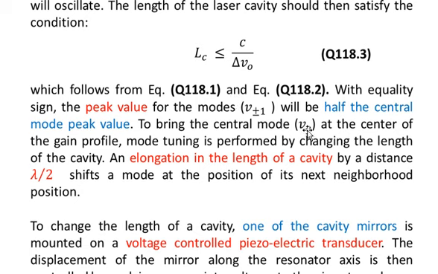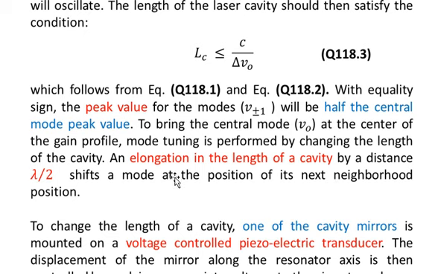To bring the central mode nu naught to the center of the gain profile, mode tuning is performed by changing the length of the cavity. An elongation in the laser cavity by a distance lambda by 2 shifts a mode to the position of its next neighborhood position.